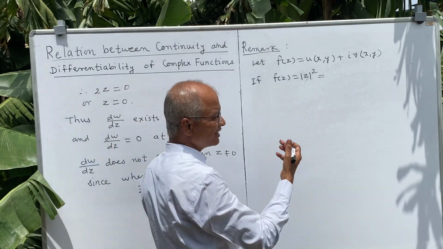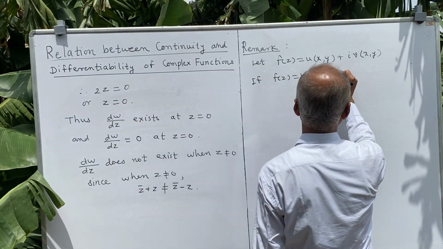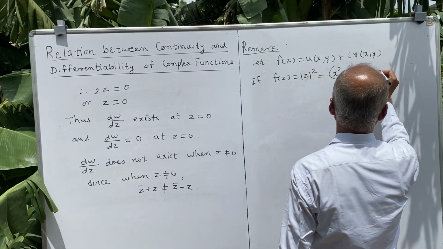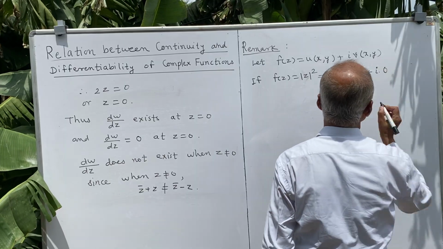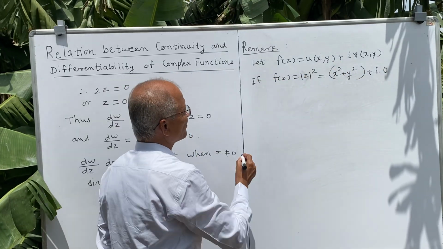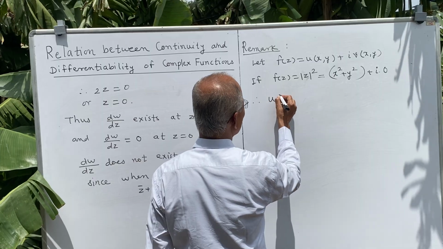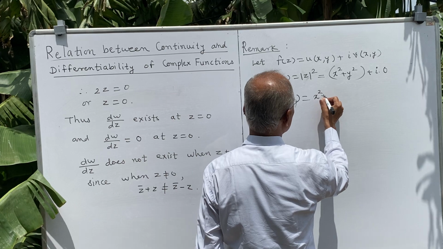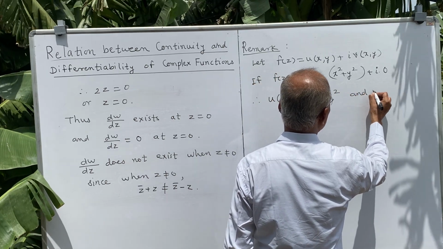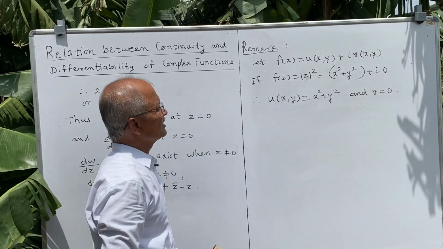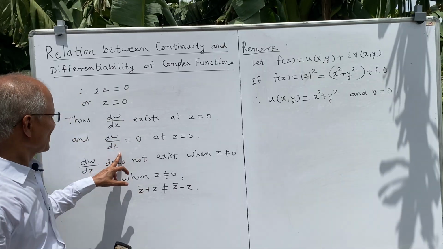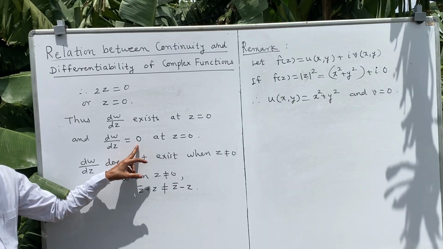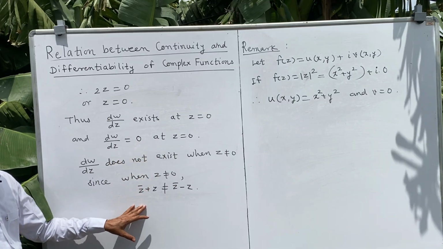Mod z square, where z is x plus i y, is x square plus y square, and therefore this is x square plus y square plus i times 0. In this case u is the function x square plus y square and v is 0. And we have seen that this f is mod z square and its derivative exists at 0 only and no other point.